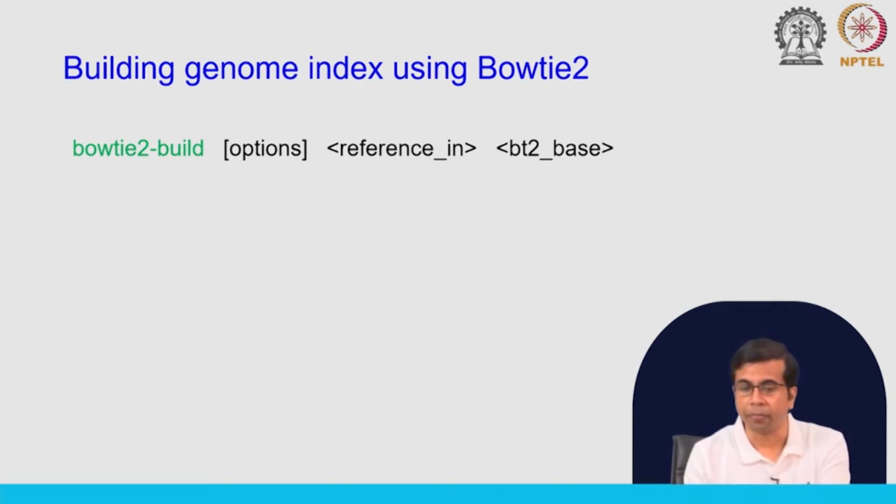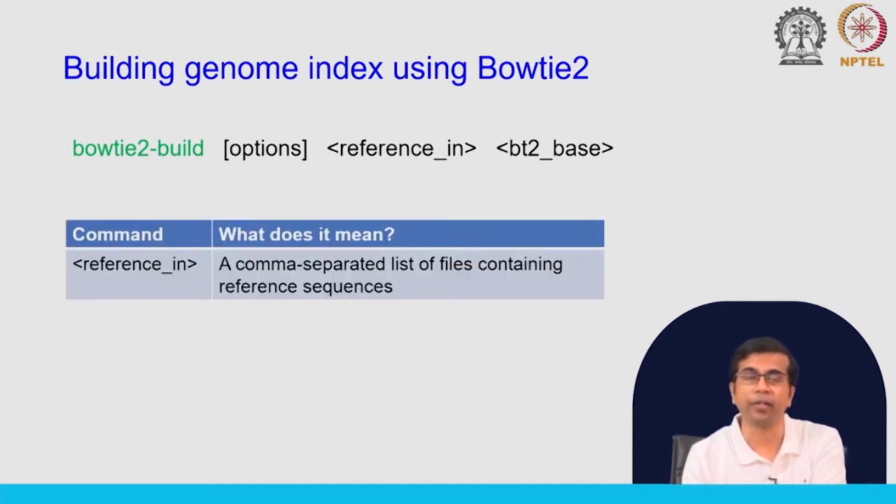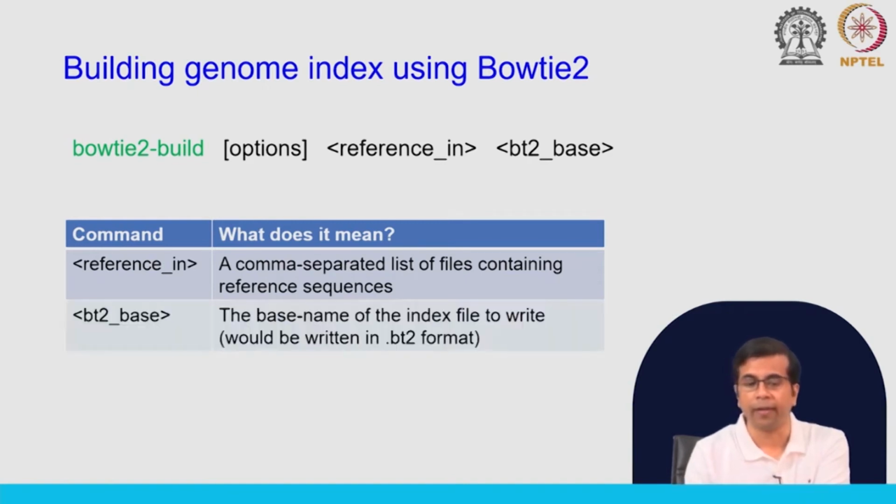So, what are the options? What are the explanations? As I have mentioned, reference_in is a comma-separated list of files containing reference sequences. It could be just one single file, or it could be multiple files, which should be comma separated, so there should be a comma between these files. And then you have this bt2_base, which is the base name of the index files, which will be written in this .bt2 format. You will see when we actually run this, we will find this out. We will see these files created after we run this command.